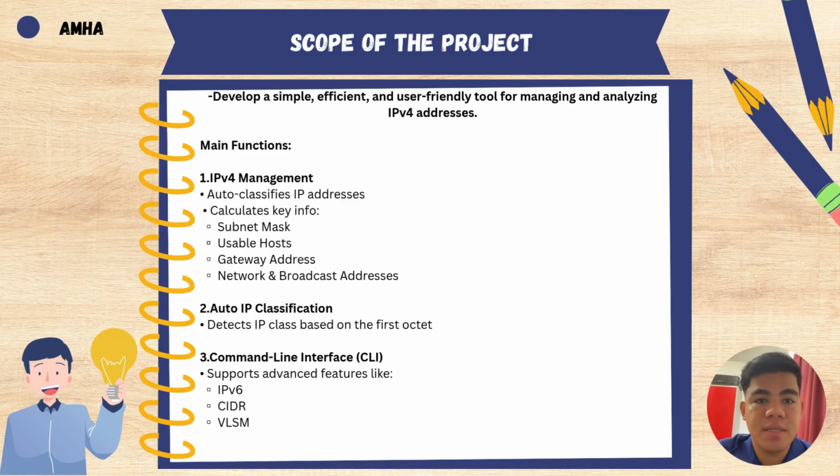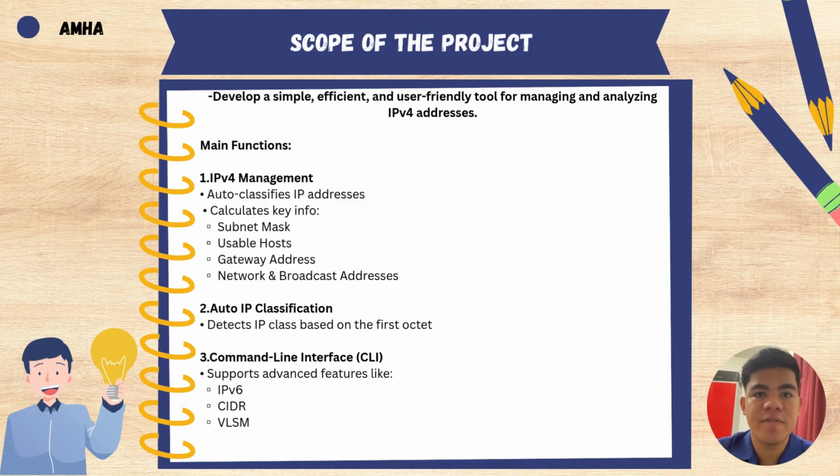This program is designed to automate the classification of IP addresses and the calculation of basic network information to reduce the risk of human error commonly associated with manual computations. So we will focus on the IP address management program such as IPv4. We will focus on developing simple and user-friendly tools to help users manage and analyze IPv4 addresses efficiently. These tools automate the process of classifying IP addresses and calculating essential network information such as the subnet network, number of usable hosts, and gateway address.